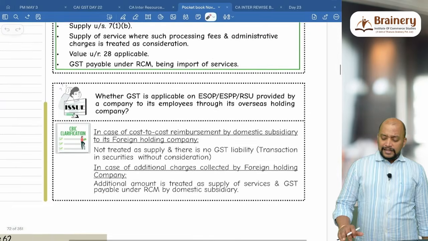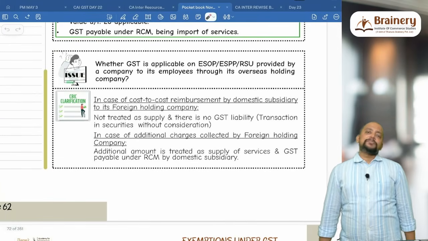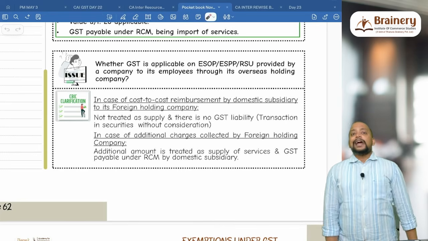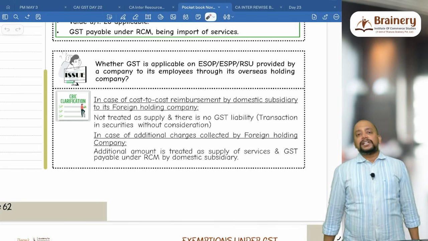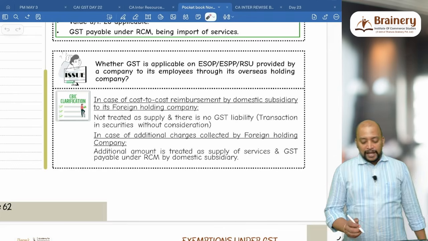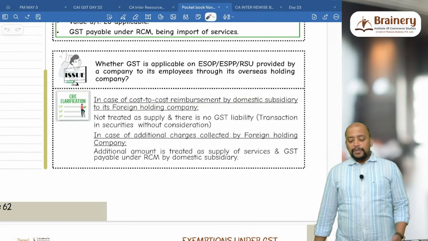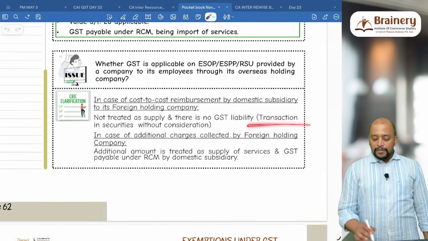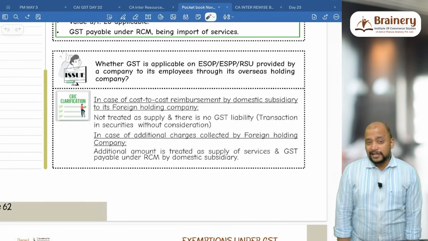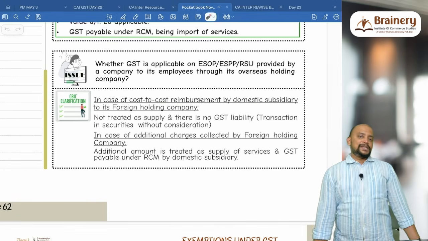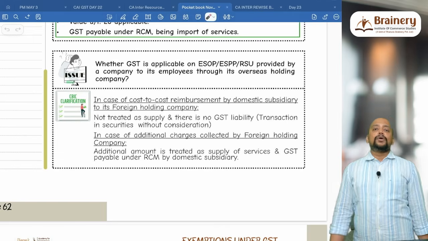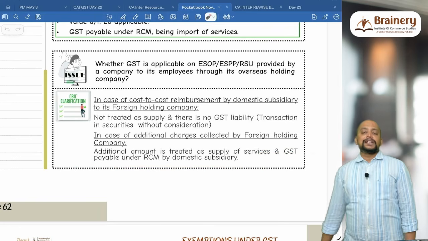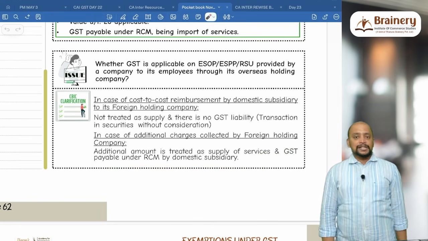Then, in the same way, if there is ESOP, ESPP or RSU taken by a subsidiary company from their holding company outside India, and this is nothing but securities, and for that they pay only the cost, that is not treated as supply. In case of cost to cost reimbursement by a domestic subsidiary to its foreign holding company, it is not treated as supply and there is no GST liability, because it will be a transaction in securities without consideration. But to maintain these ESOPs, ESPPs, RSUs, if some extra charges are collected by the holding company from the subsidiary company, then it will be treated as services and chargeable to GST under RCM by the domestic subsidiary company.